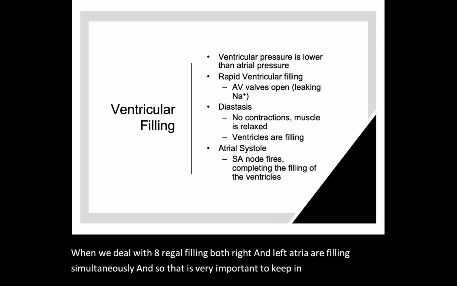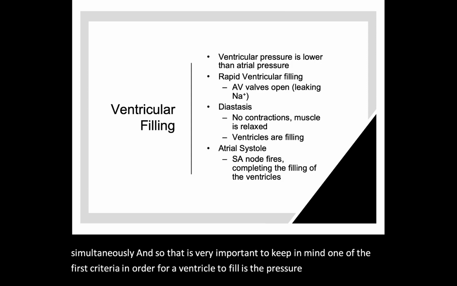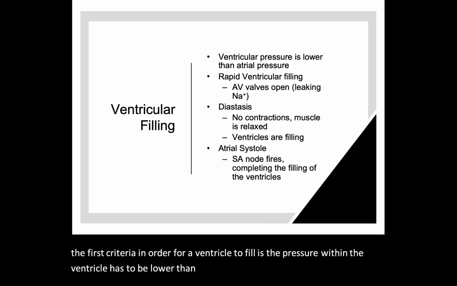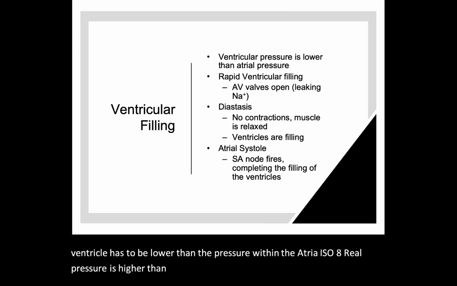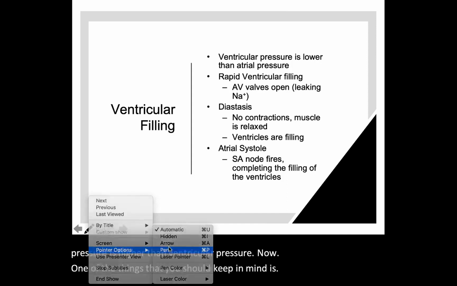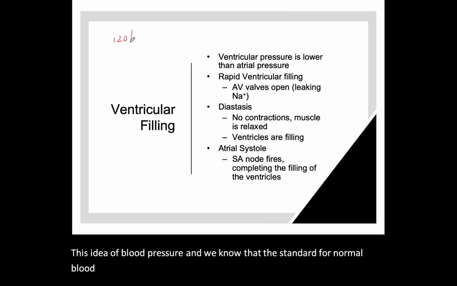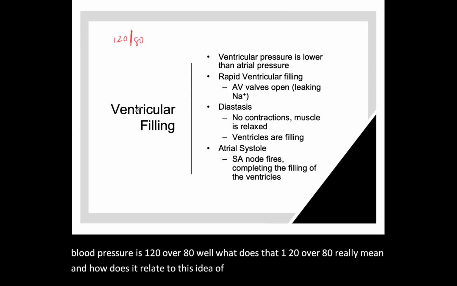One of the first criteria in order for a ventricle to fill is that the pressure within the ventricle has to be lower than the pressure within the atria. So atrial pressure is higher than ventricular pressure. Now, one of the things you should keep in mind is this idea of blood pressure. We know that the standard for normal blood pressure is 120 over 80. What does that 120 over 80 really mean, and how does it relate to ventricular filling and atrial filling?